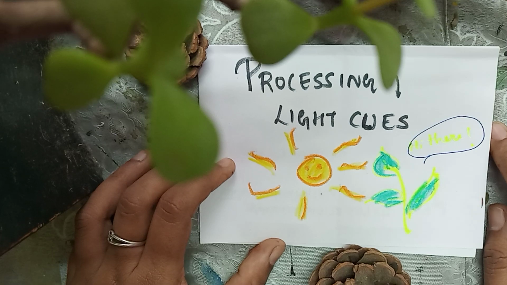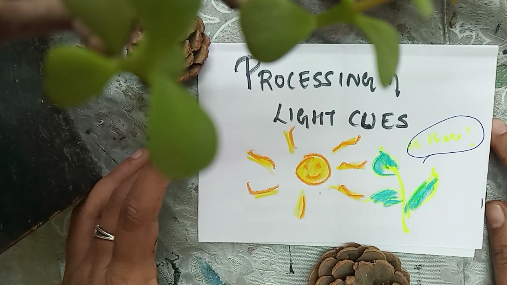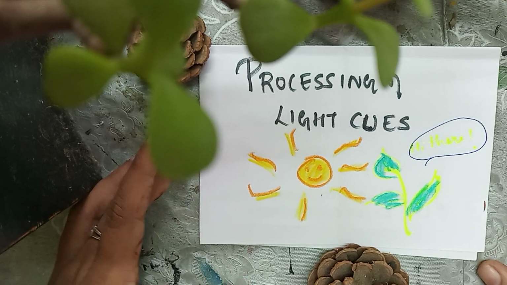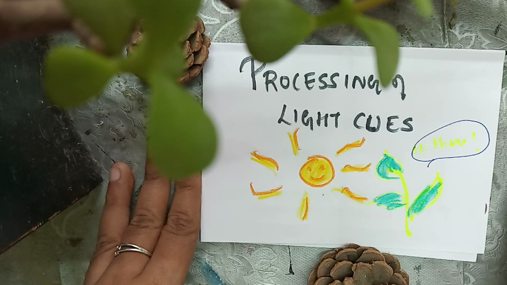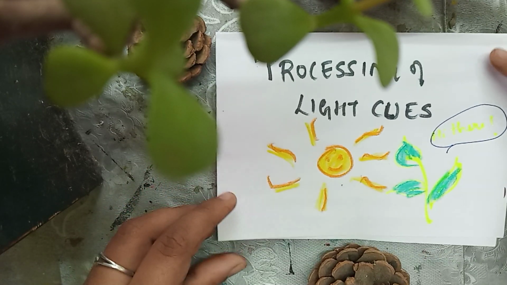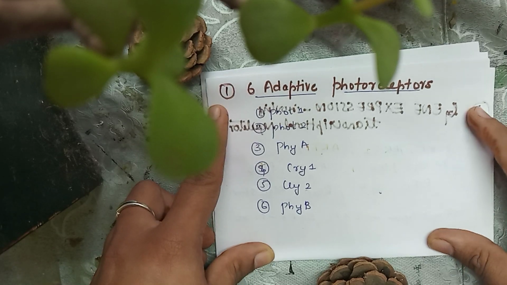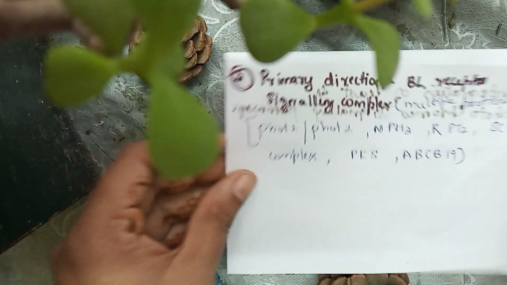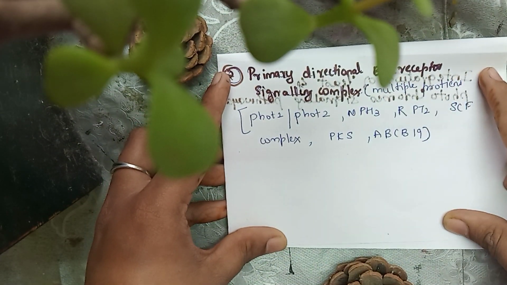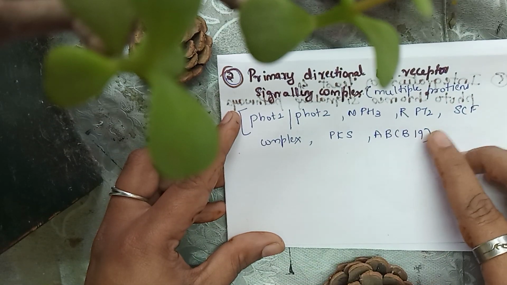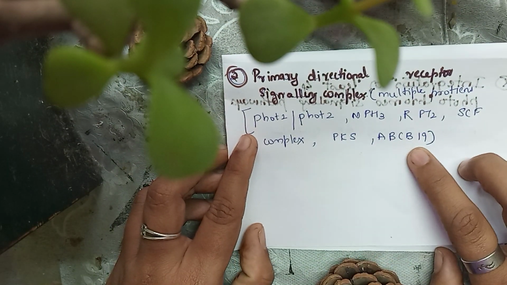Coming to the processing of light cues. Though we have a seemingly simple physiological phenomenon called phototropism, the process is very complex, and we have just been figuring out the puzzles of this whole phenomenon. There are many players involved in the processing of light cues. There are about 6 adaptive photoreceptors, which include phot1, phot2, phytochrome A, phytochrome B, cryptochrome 1, and cryptochrome 2. There are also many primary directional blue light receptors and signaling complexes, in multi-protein families which include phot1, phot2, NPH3, RPT2, SCF complex, PKS, and ABCB19.